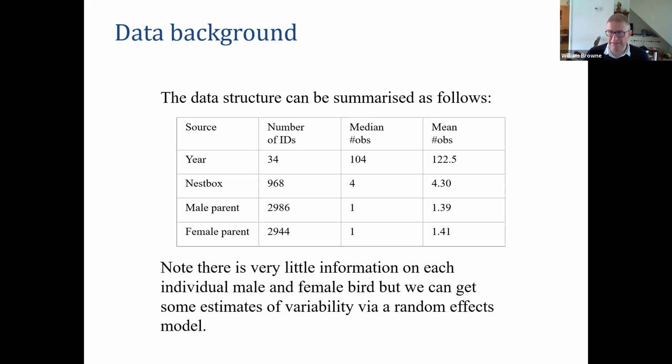So really, we don't have a lot of information on each bird. And when I saw this data first, I thought, well, there's no way we're going to be able to pull apart male effects from female effects, when the median number of observations we see for a bird is 1. Okay, that would just be completely confounded. But what we have, the mean is slightly above 1, and so some birds are going to give us more information because they're going to have several breeding attempts.